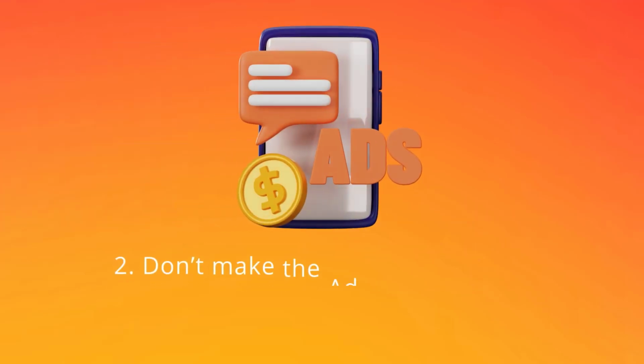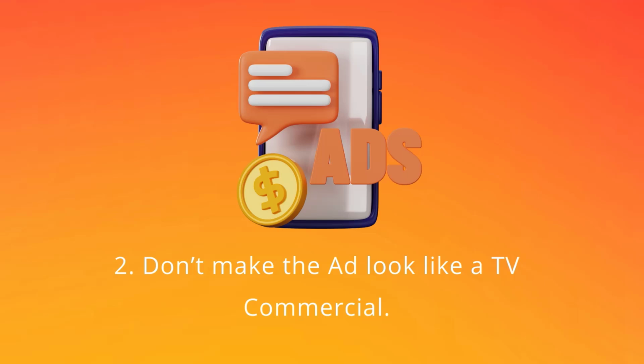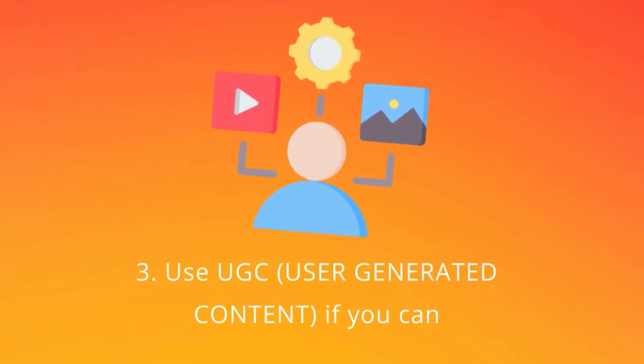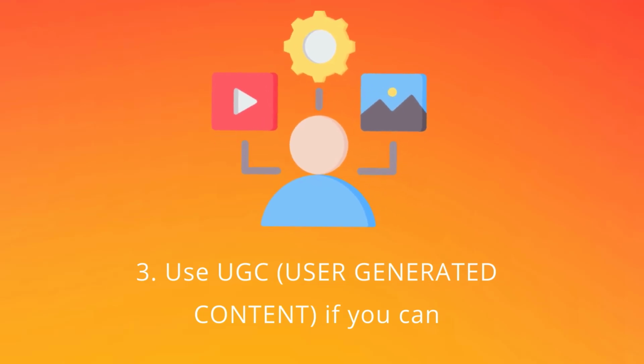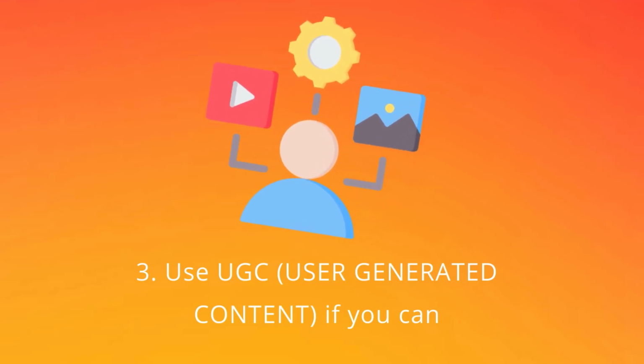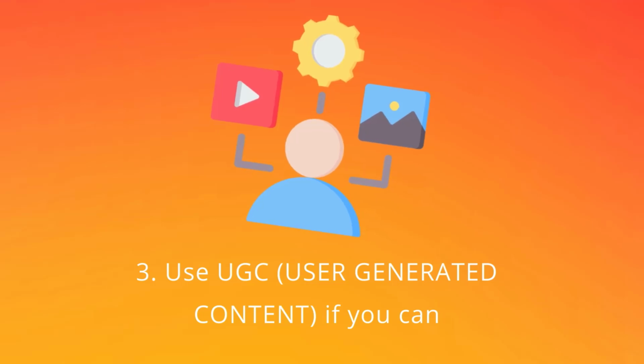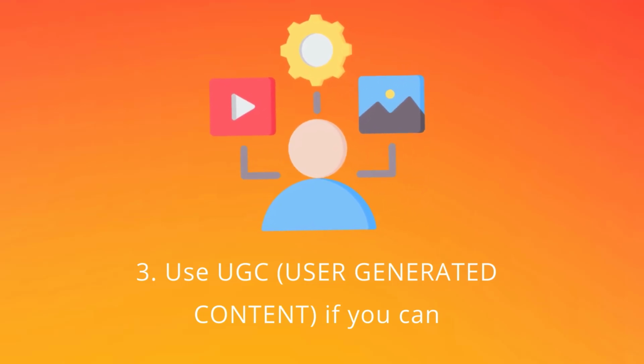Number 2, don't make the ad look like a polished TV commercial. More informal and down-to-earth, generally the better it's received. And number 3, use UGC if you can. UGC stands for user-generated content. The point of UGC is to show your audience somebody like them that they can relate to using and demonstrating your product or service, showing exactly how it helps people like them.